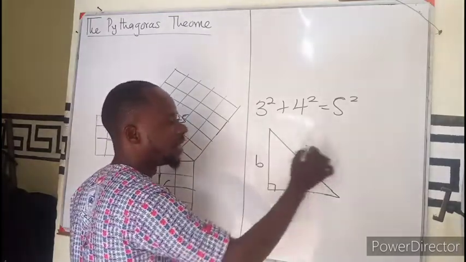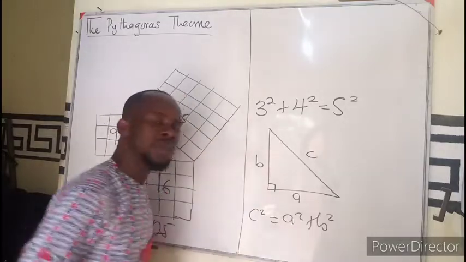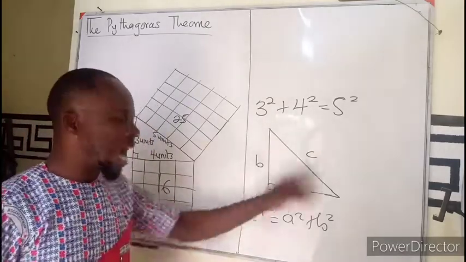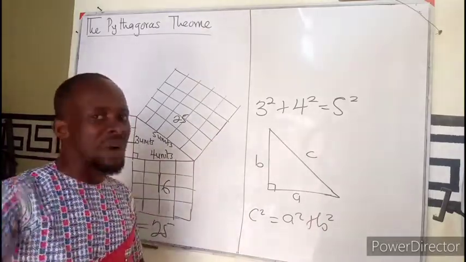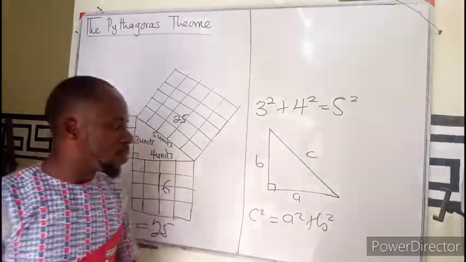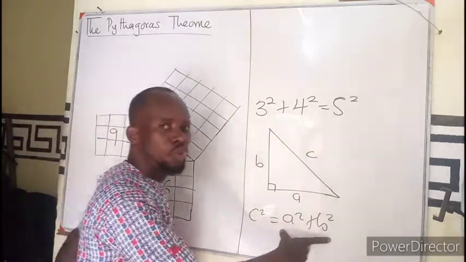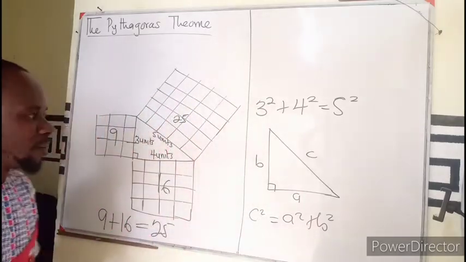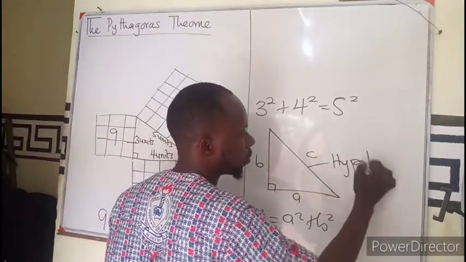If I have A, B, C, we know that C square equals A square plus what? B square. For every right angle triangle, if the sides are involved, not the angles, and I'm giving two of the sides, I can easily find the third side. So that is the property of Pythagoras. It states that the sum of the squares of the two shorter sides equals the square of the longer side. And don't forget, the longer side is called the hypotenuse.